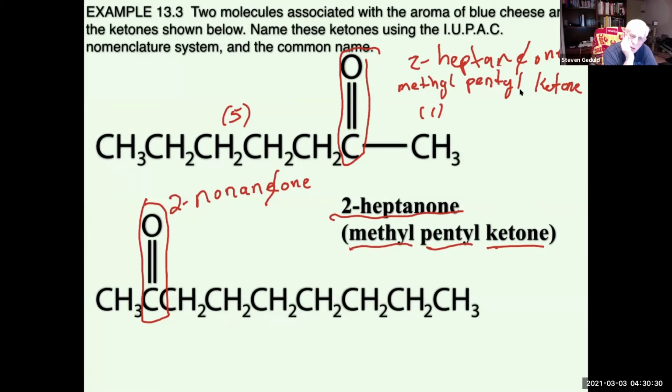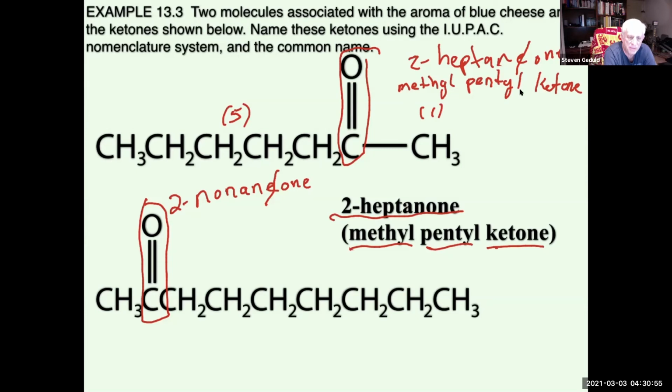So 2-nonanone. That's how you say it. You don't have to pronounce them correctly for the test. That's okay. So that's 2-nonanone. Sounds like a musical name. All right. So we got the IUPAC name.